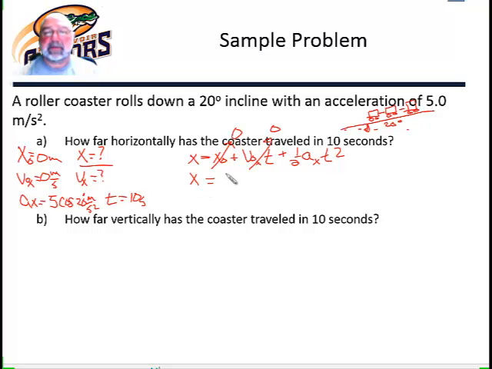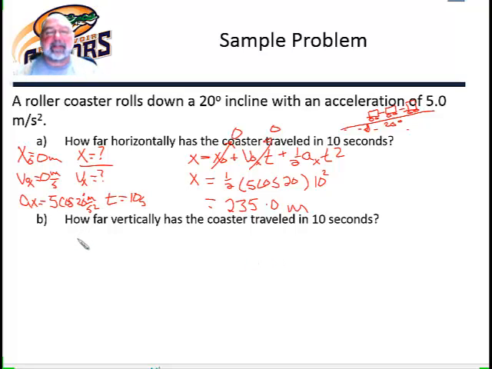X is equal to 1/2 times 5 cosine 20 degrees times the time squared, which is 10 squared. And after running that through the calculator, I found out that it traveled 235.0 meters in the x direction.